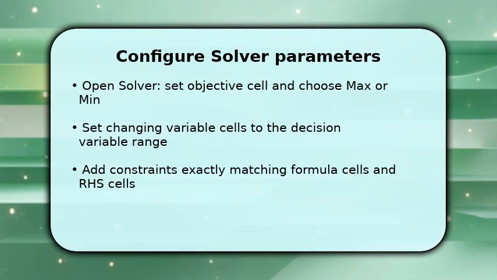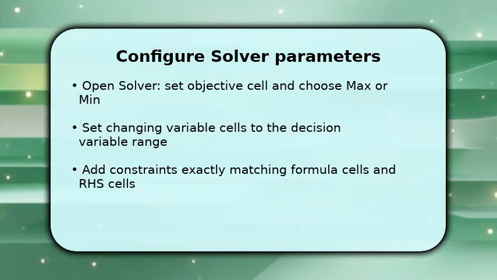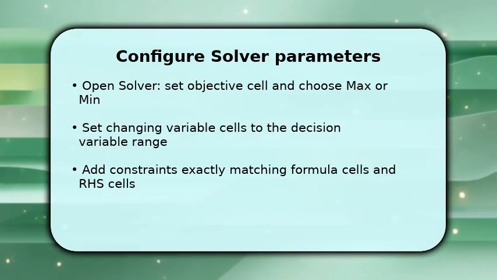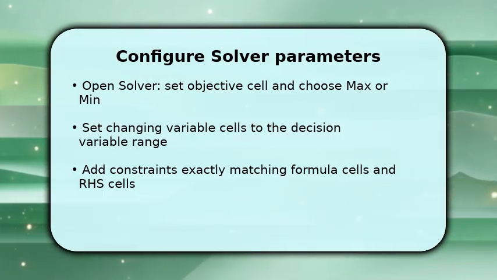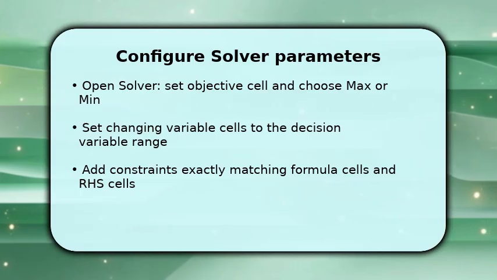You now open Solver and point it at the objective cell, choosing maximize or minimize depending on your goal. Then set the changing variable cells to the decision variable range you prepared. This tells Solver what it can change.